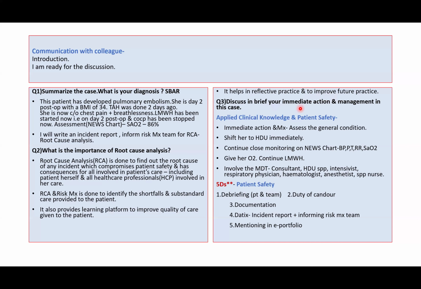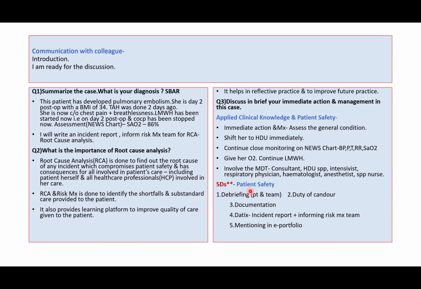Now discuss in brief your immediate action and management in this case. So it has to be immediate action and further management. The immediate action will be, I will be assessing the general condition, shift her to HDU immediately, continue close monitoring on the NEWS chart, her blood pressure, pulse, temperature, respiratory rate, and oxygen saturation. Give her oxygen, I will be asking the nurse to give her oxygen, continue low molecular weight heparin. And the care will involve the MDT, including my consultant, HDU specialist, intensivist, respiratory physician, hematologist, anesthetist, specialist nurse, communication with colleagues.